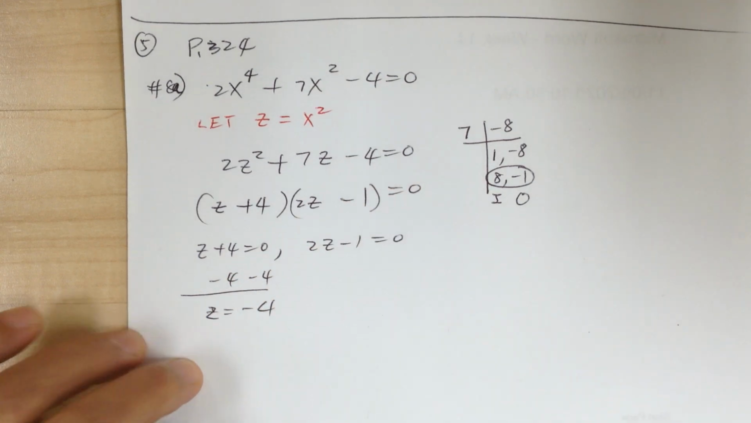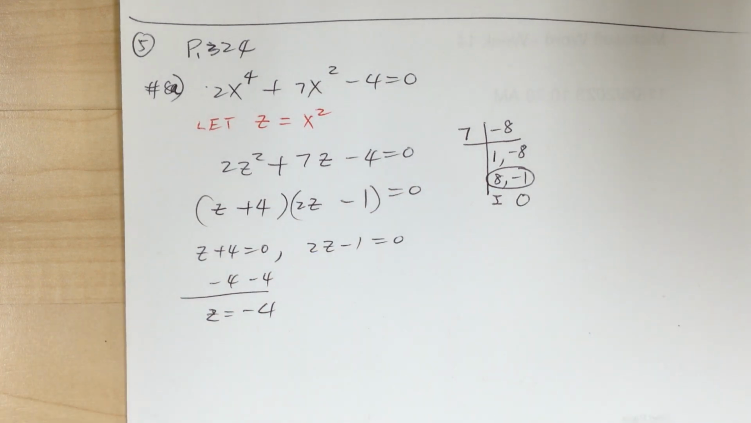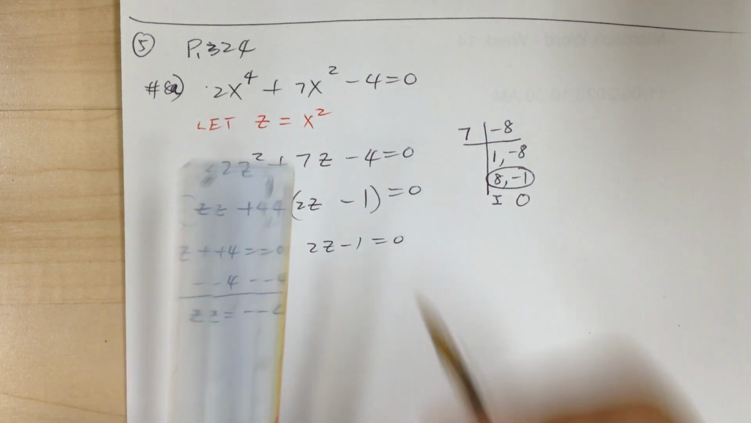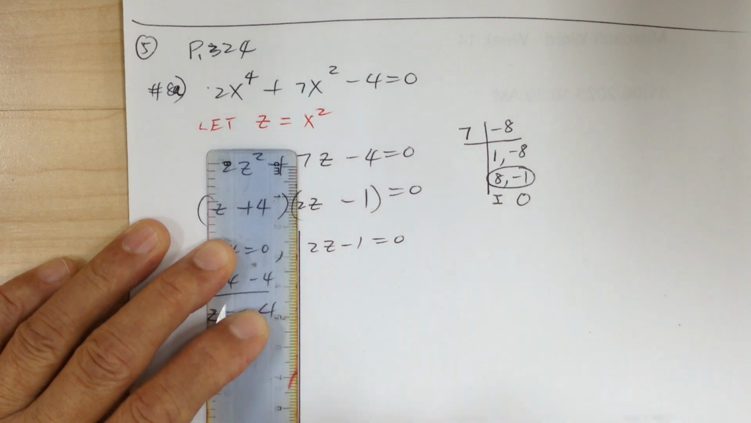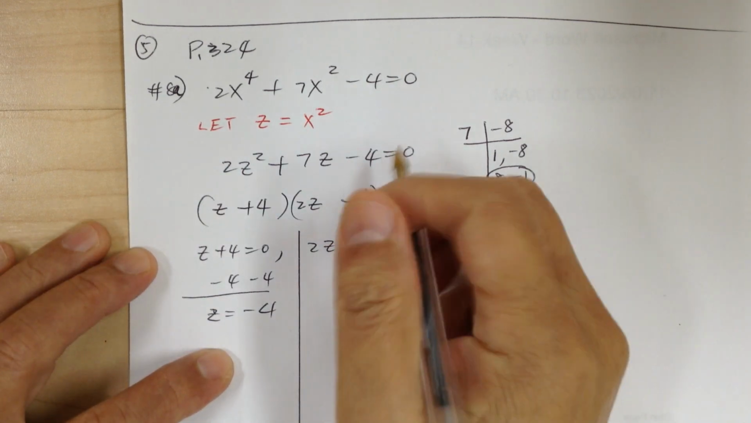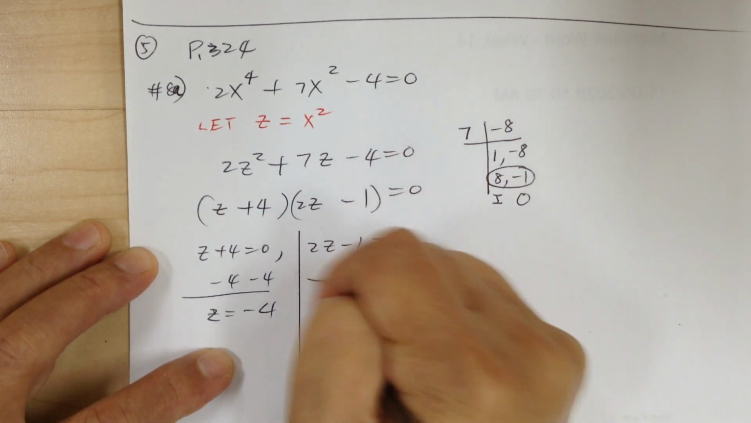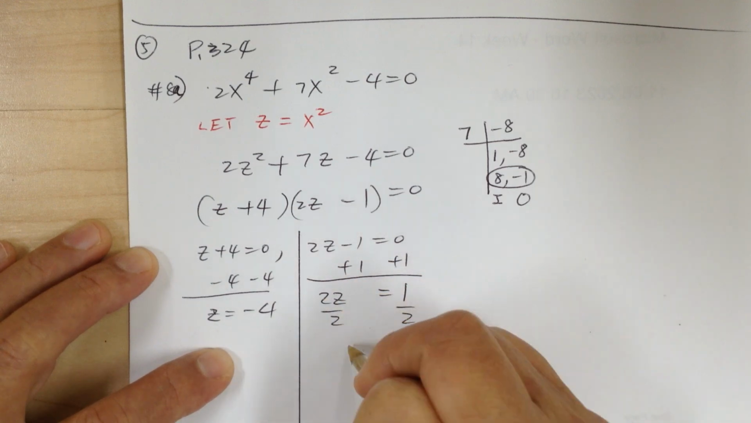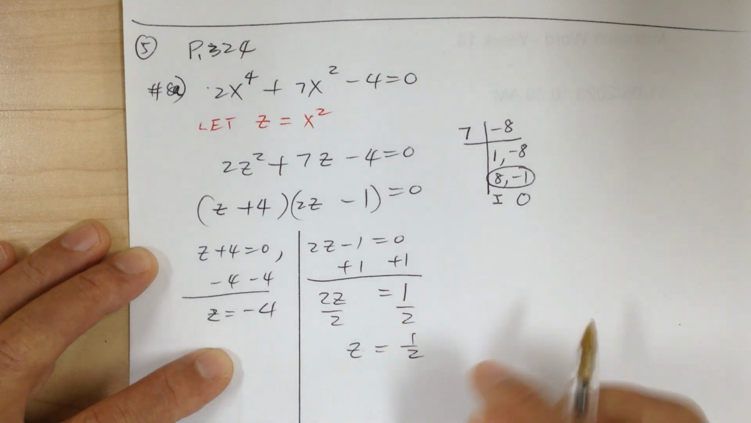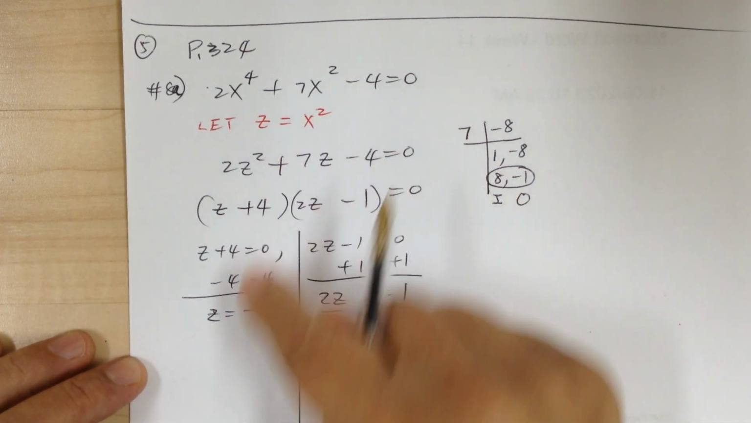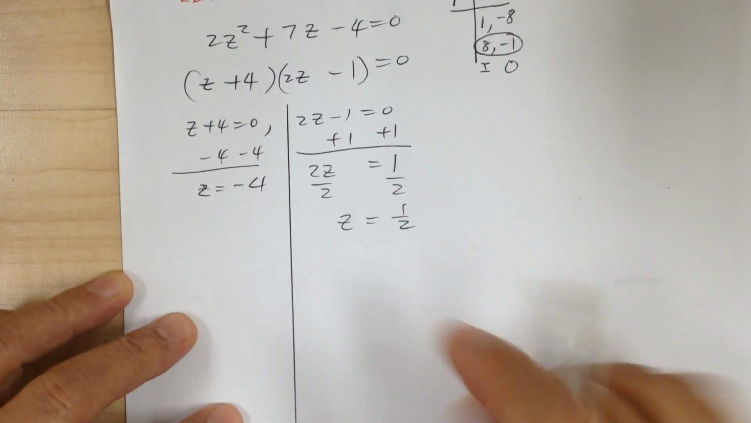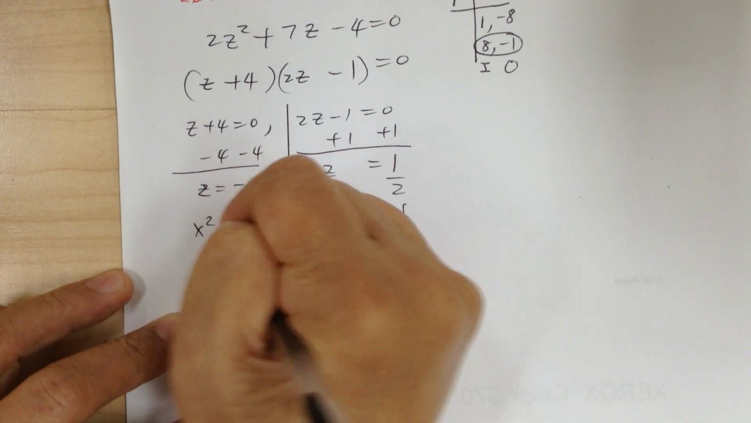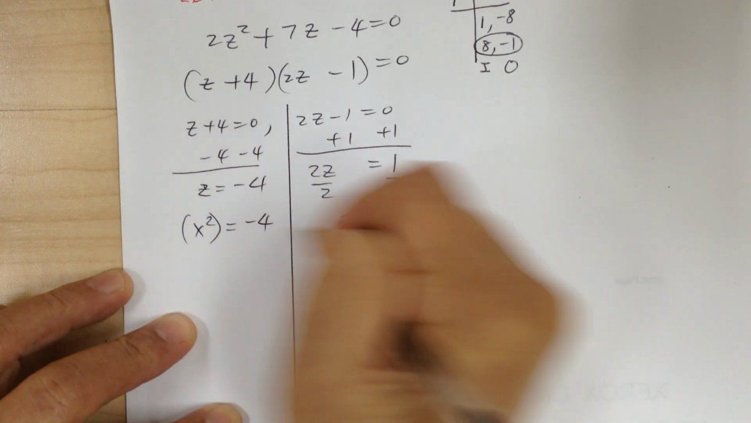And this one, you plus 1 on each side. So you got 2z equal to 1, divided by 2, divided by 2. So z equal to 1 over 2. Once you solve for z, you have to put this back in here. So substitute, so you got x squared equal to -4.